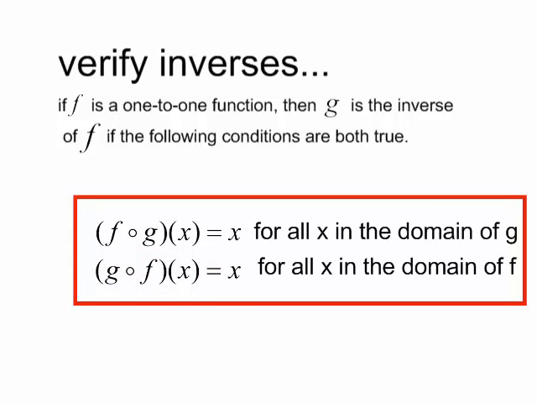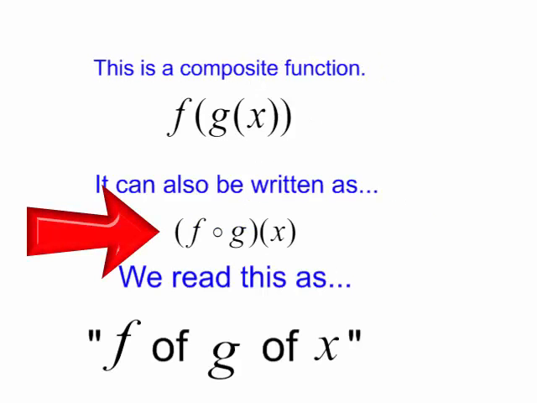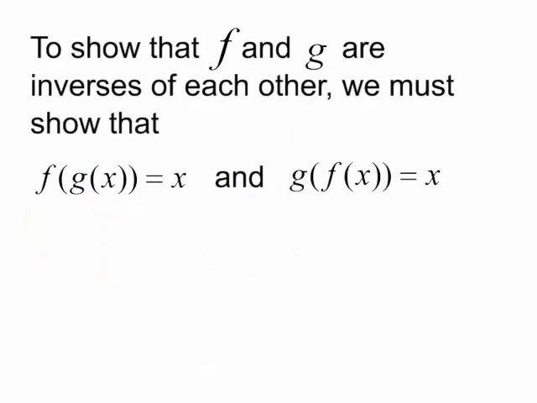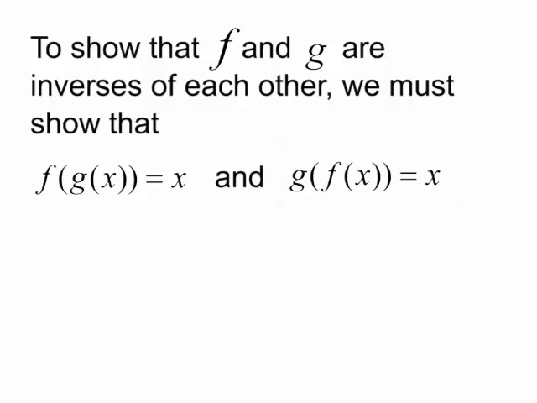Let's try to make sense out of this. This is a composite function, f of g of x. It can also be written this way. These are both read as f of g of x. To show that f and g are inverses of each other, we must show that f of g of x equals x and g of f of x is equal to x.